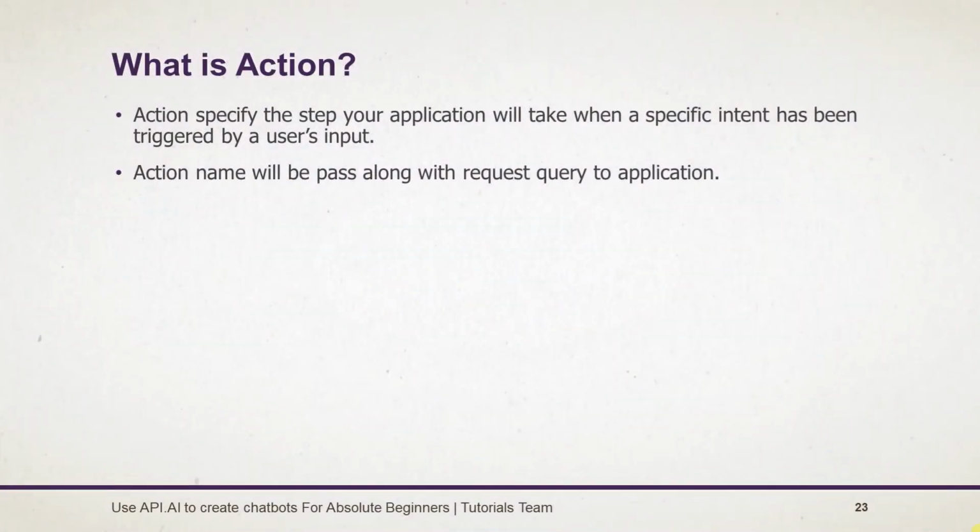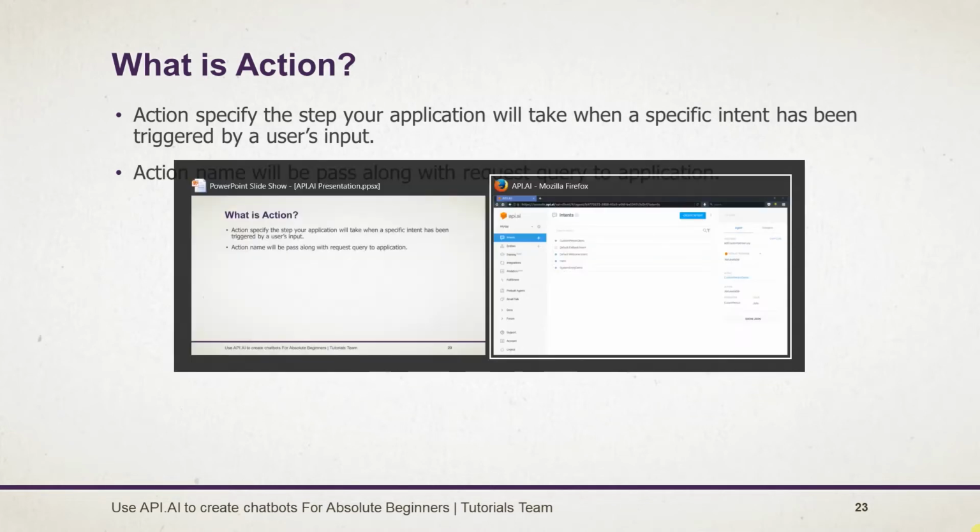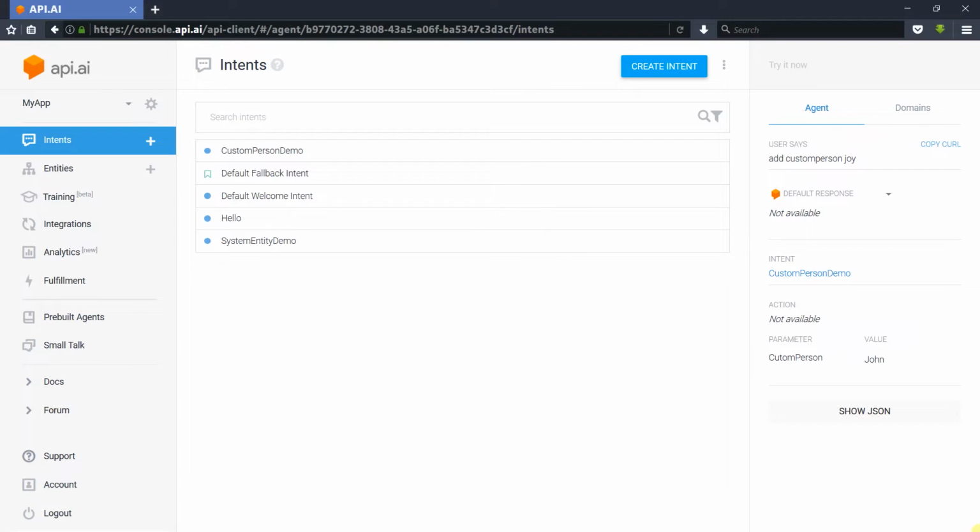Action specifies the action taken by your application. In other terms, it is nothing but a text that we will pass along with our intent data. This will be useful for our application to perform some action. Let's switch to the browser and use the action.